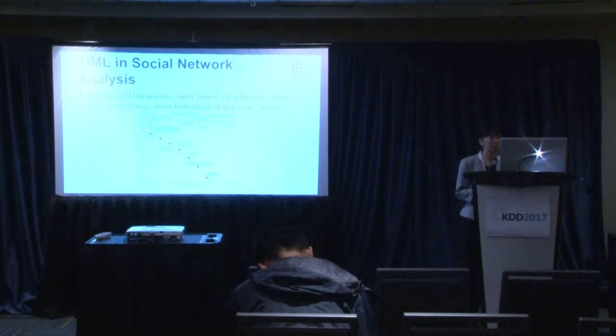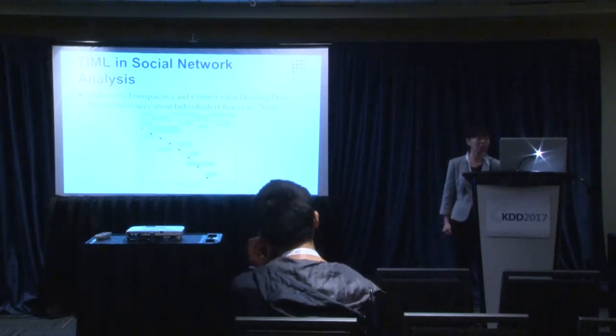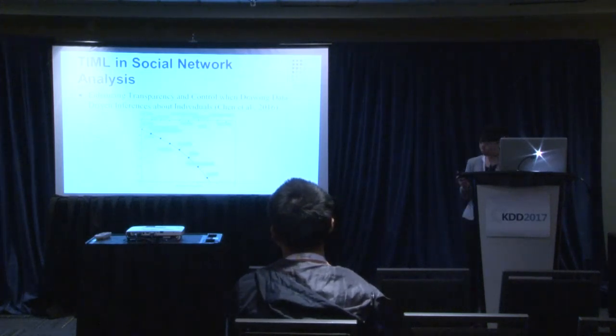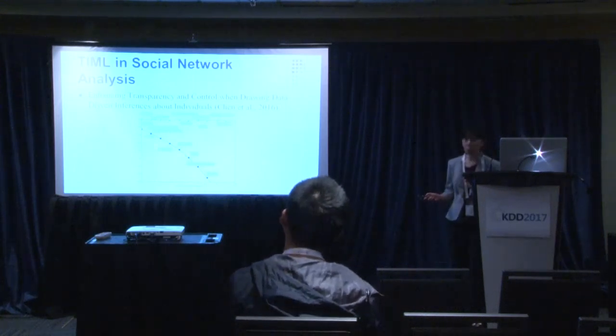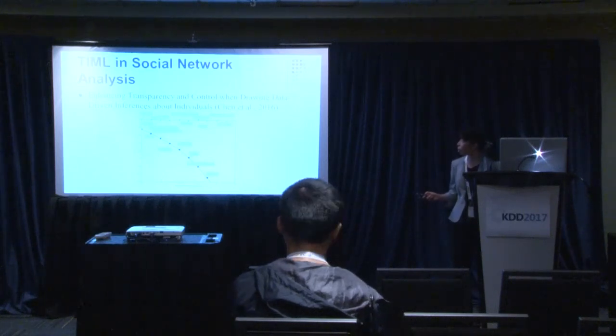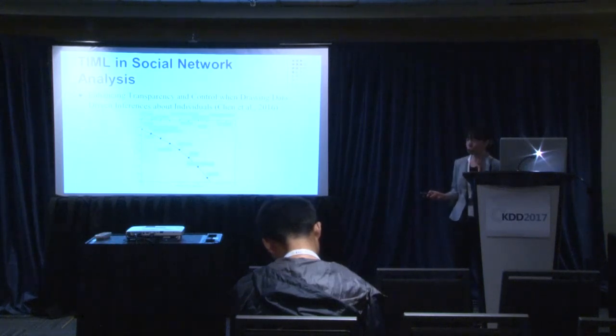In social network analysis, TMR has been used to understand how the personal information provided in a social network can affect the predictions or the inferences about individuals. Here we show an example with this figure, showing how the predicted probability of being gay will change when the likes of a user are removed one by one. We can see this curve. When we remove the likes, the predicted probability of being gay will drop dramatically. By understanding this, we can know how to protect the privacy of the users.